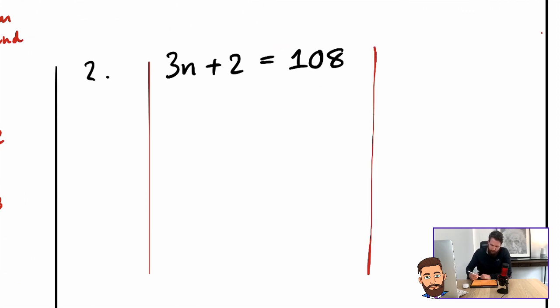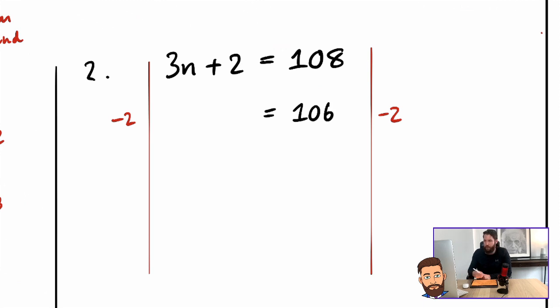The first step to solving, again, is going to be minusing the 2. So that will give me 106, because 108 minus 2 is 106. And I'll get 3n here. Divide both sides by 3.